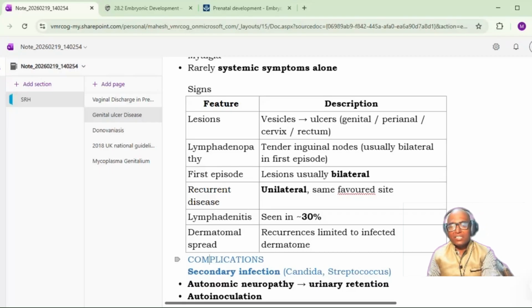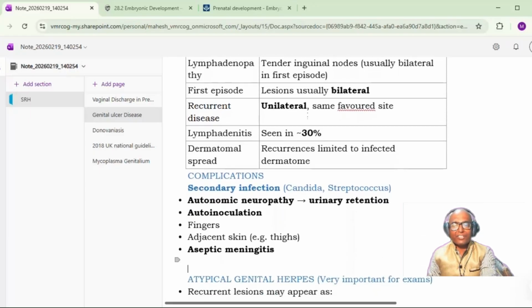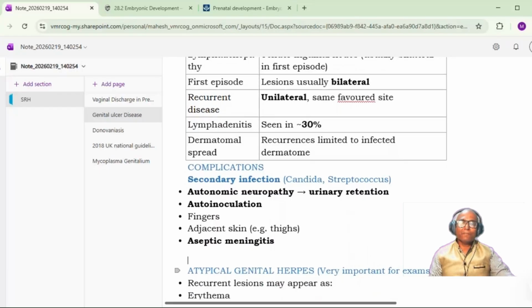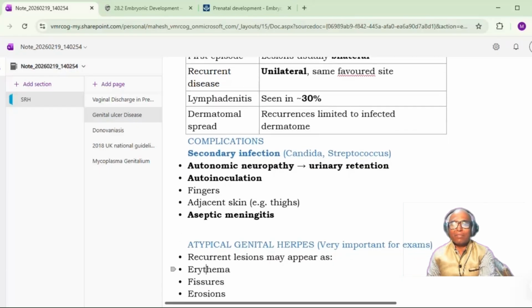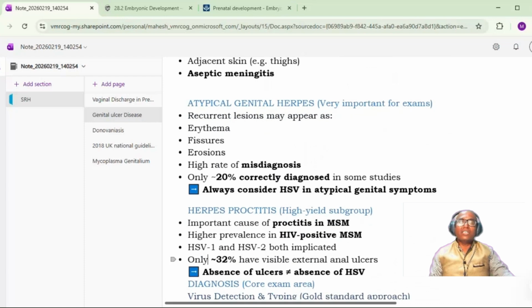Dermatomal spread: recurrences are limited to the infected dermatome. There can be secondary infections leading to autonomic neuropathy that will lead to urinary retention. There can be auto-inoculation also because of fingers or adjacent skin, and it can also lead to aseptic meningitis. So these are the complications which can happen. Then there is atypical genital herpes.